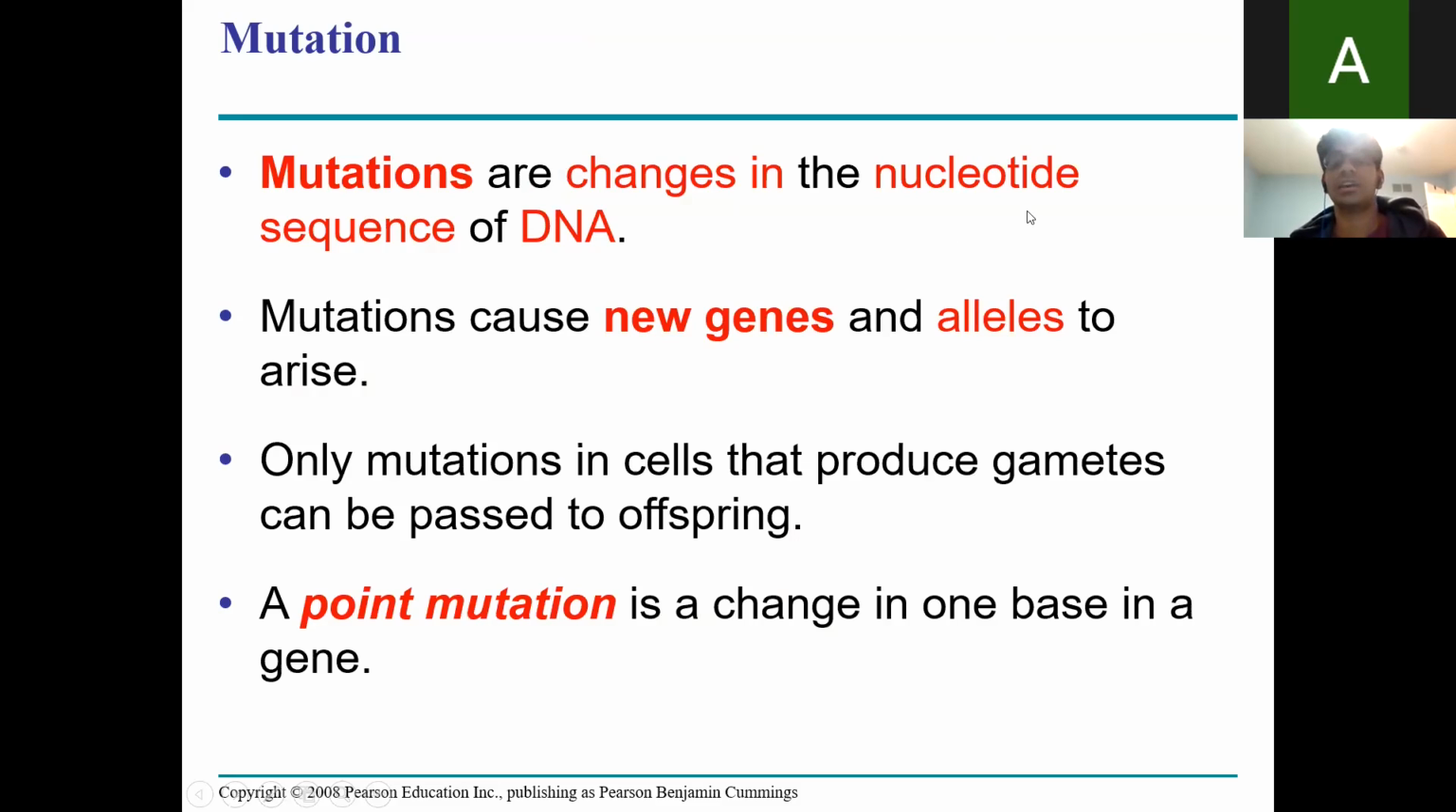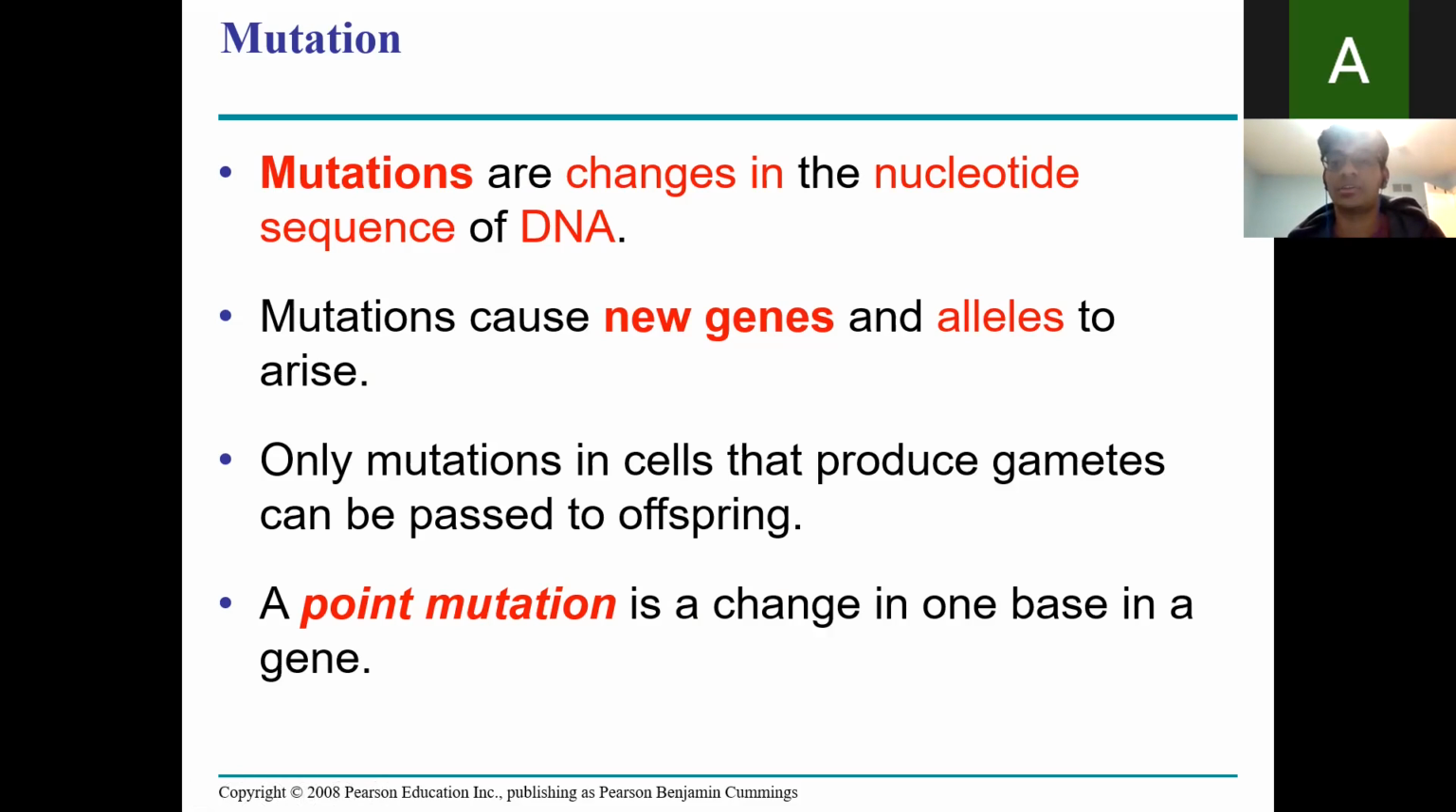Mutations are changes in the nucleotide sequence of DNA. Mutations are incredibly important. They can cause new genes and alleles to arise. In most cases these are negative, but in very few cases these can be positive and help the organism. Only mutations in cells that produce gametes can be passed to offspring. This is also really important.